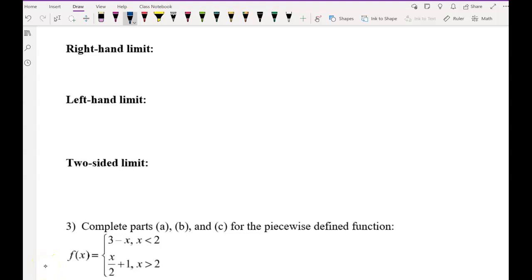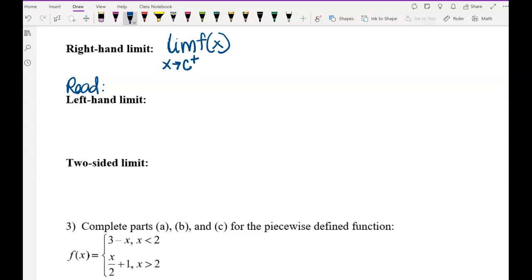Our next three definitions are right-hand limit, left-hand limit, and two-sided limits. So our right-hand limit, the notation, students, is limit as x approaches a value. Let's call it c. Now, to denote that it's right-hand limit, we do a plus sign as a superscript. So f of x as x approaches c plus is the notation for right-hand limit.